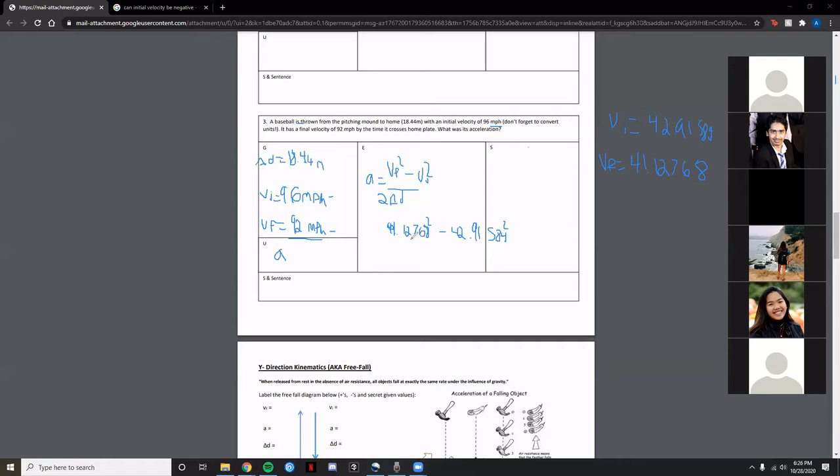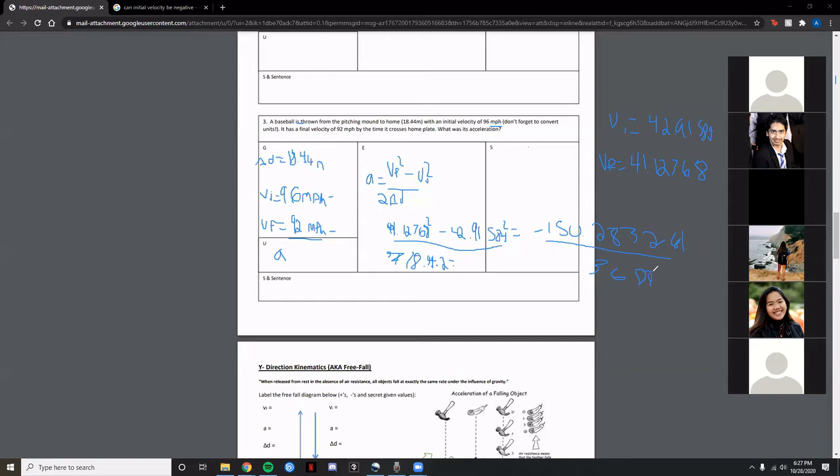So what you would get is negative 150.283261, or something around the 150s if you didn't use the exact one. And then 2 delta D, so you have 18.44, times that by 2 because that's the formula. And then you divide negative 150 by 36.88.